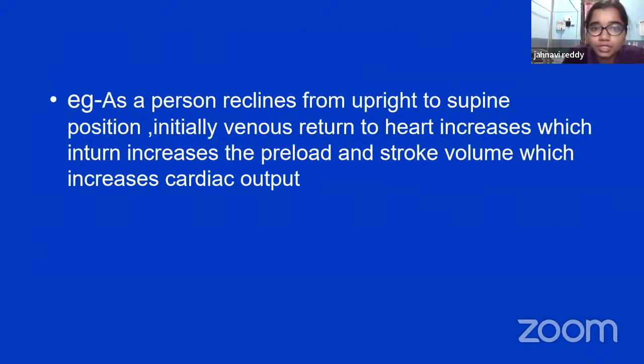For example, when a person reclines from upright to supine position, initially venous return to the heart increases, and it will increase the preload and stroke volume, and it also increases the cardiac output. Increasing the cardiac output will increase the arterial blood pressure, which in turn activates the baroreceptors present in the aorta via the vagus nerve, and the baroreceptors present in the wall of the carotid sinus are activated through the glossopharyngeal nerve. When these two baroreceptors are activated, they in turn activate mechanoreceptors present in the atria and ventricles of the heart, and these will cut the sympathetic outflow to muscles and splanchnic vascular beds.